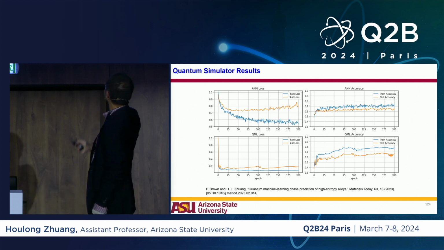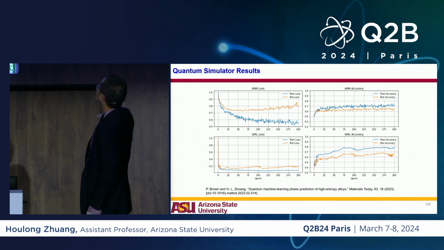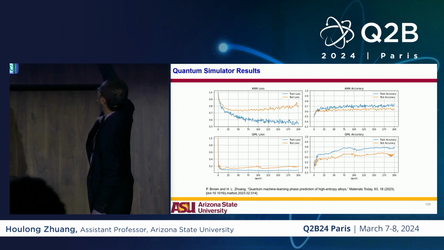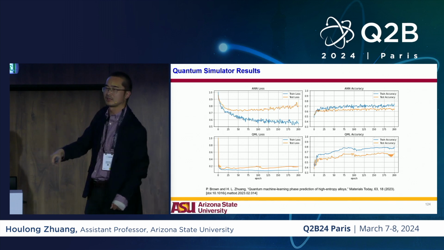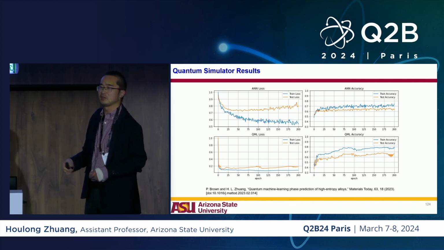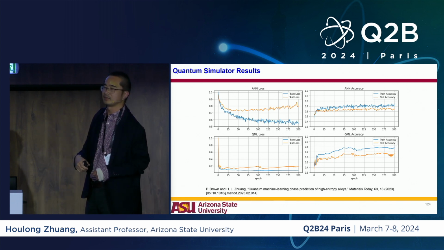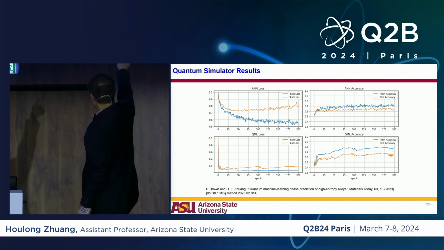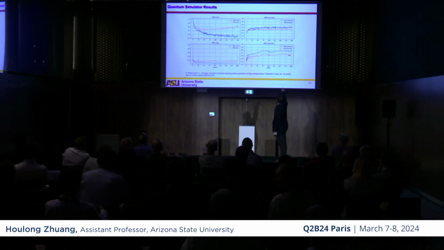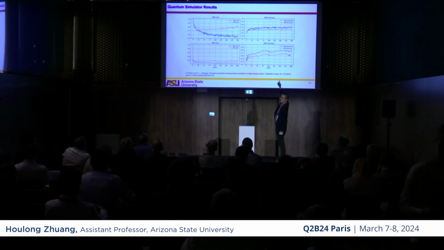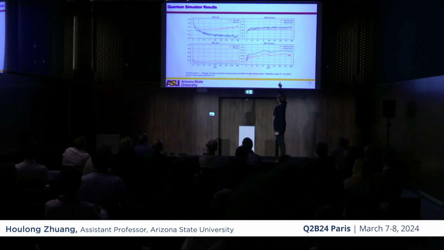So here is the slide showing the comparison. The top 2 panels show the classical neural network, and the bottom 2 panels show quantum machine learning implemented in a simulator. You can see here, if you only look at the testing accuracy, it converged to around 65%, similar to the 65% shown at the top right here.